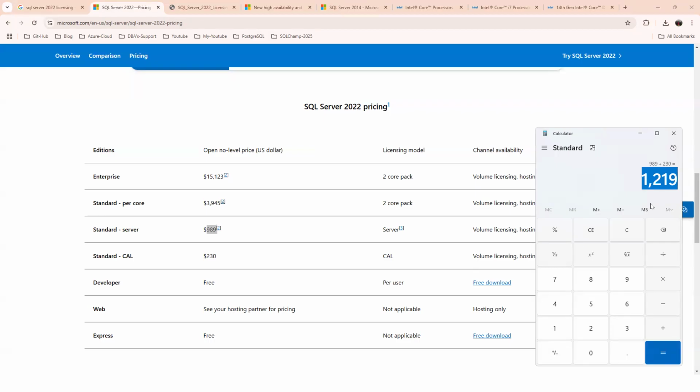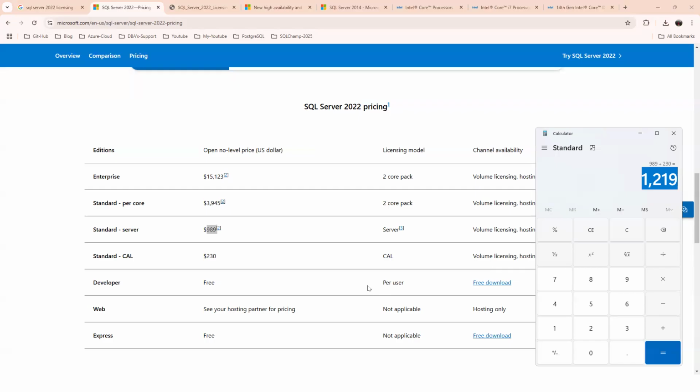Microsoft is going to charge $1,219. That means the price has been reduced by a third. If I go for Server+CAL, compared with the standard per-core licensing, which is almost $4,000, Microsoft is charging only $1,219. The price has been reduced by almost 3.5 times.